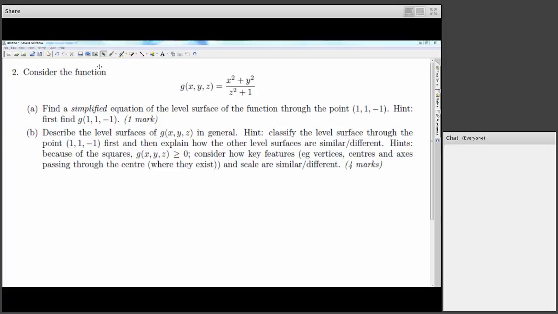So the first of them, which was intended to be difficult, was the level surface question. This was certainly intended to be the most difficult question too. So you've got a function of three variables given by a fraction here, chosen this way so the bottom is never zero, so it's always well defined at least.